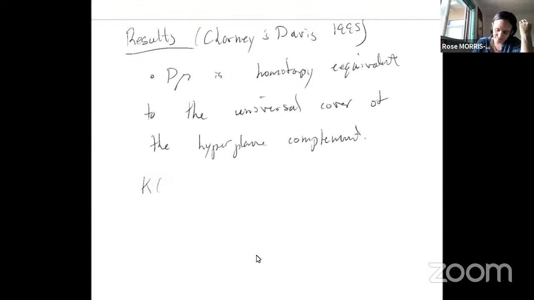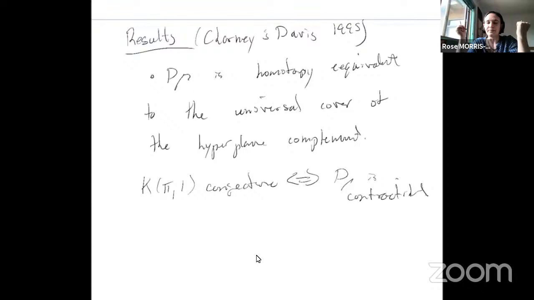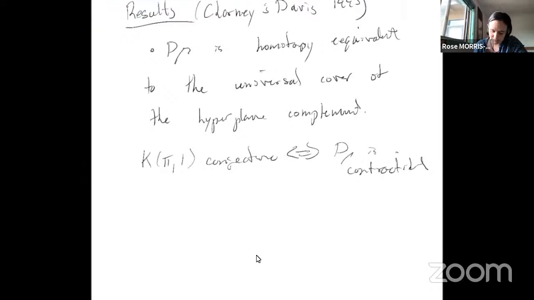So the K(π,1) conjecture now becomes equivalent to showing that D_Γ is contractible. Because if D_Γ is contractible, the higher homotopy groups of this quotient space will all be trivial, and everything works out. So this is how you prove the K(π,1) conjecture for FC type Artin groups.